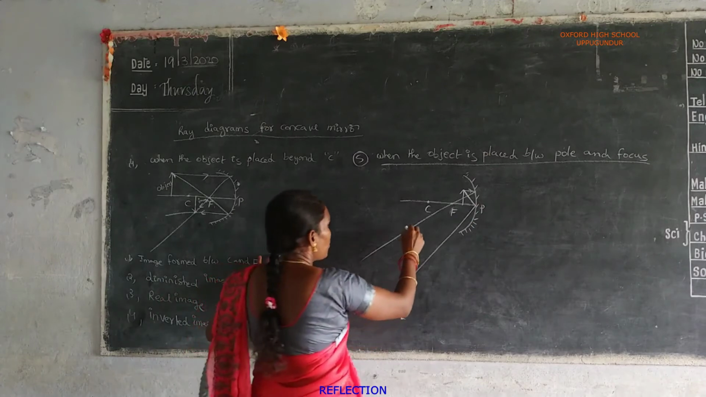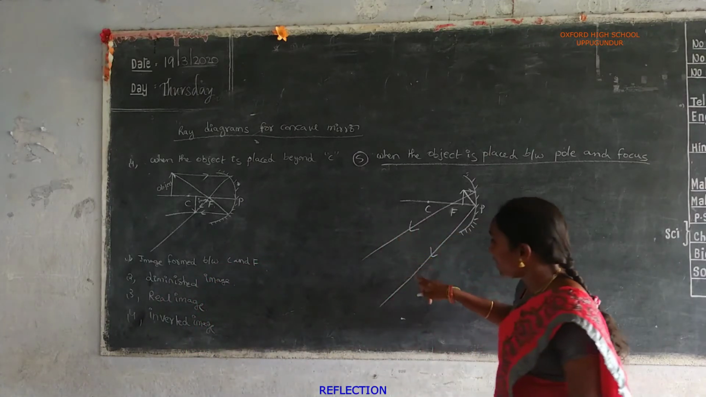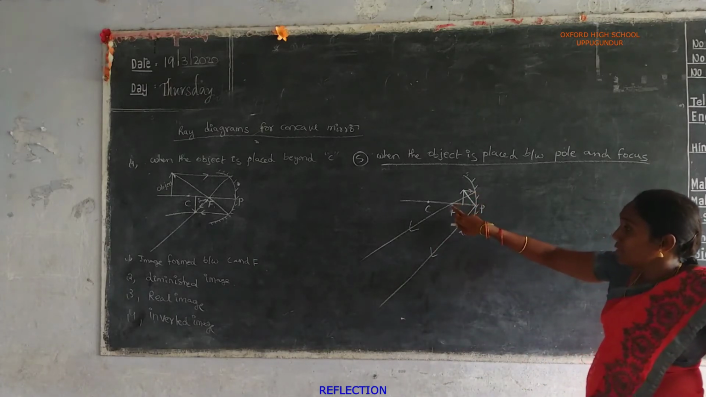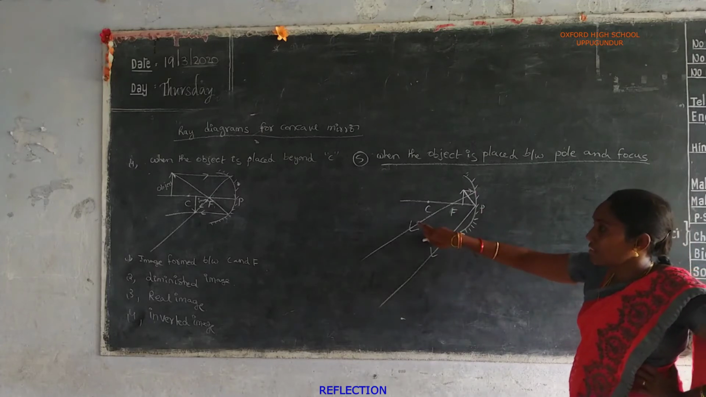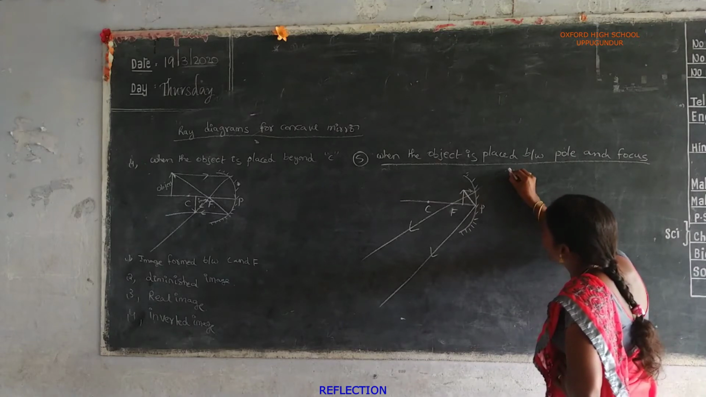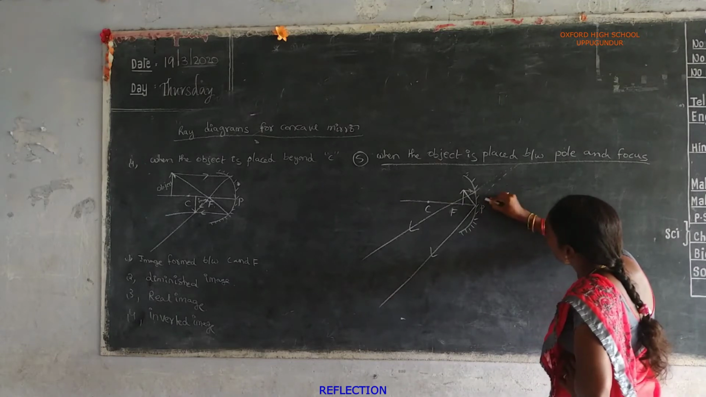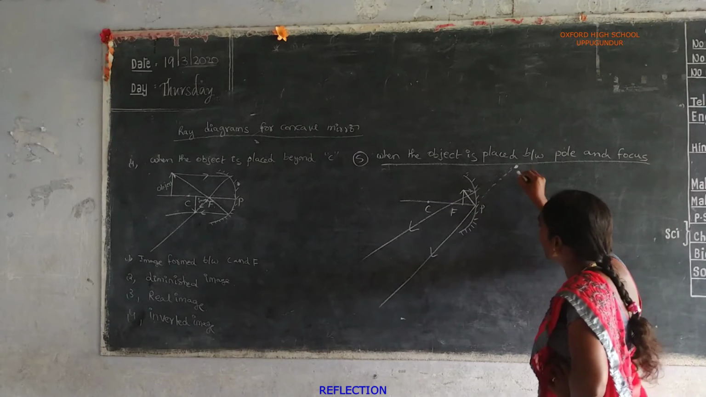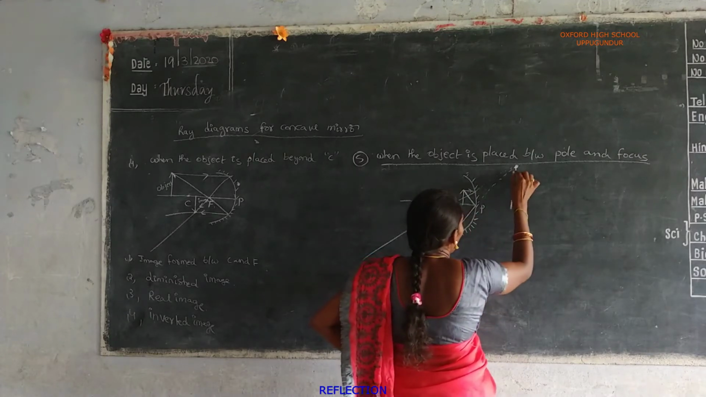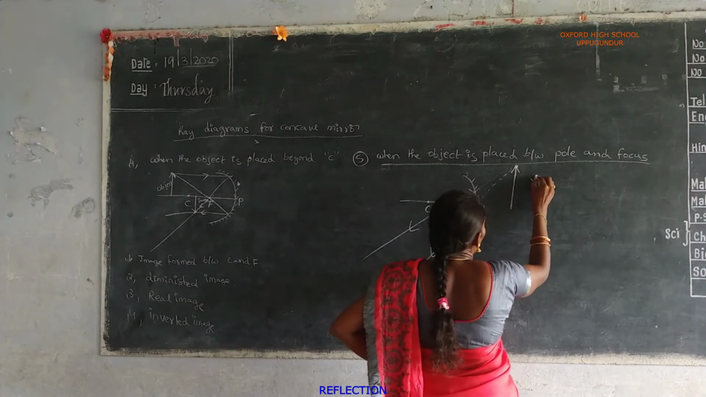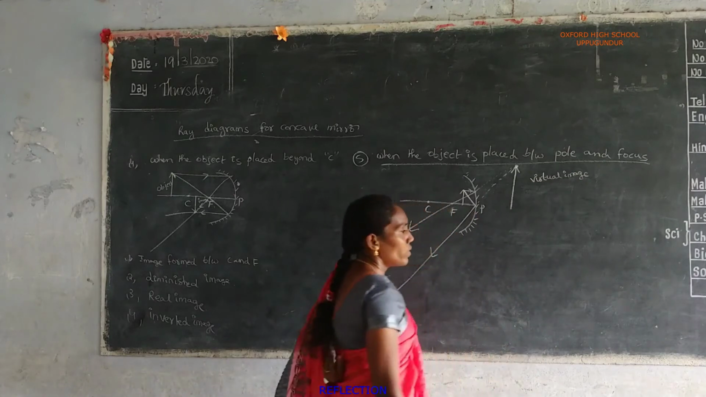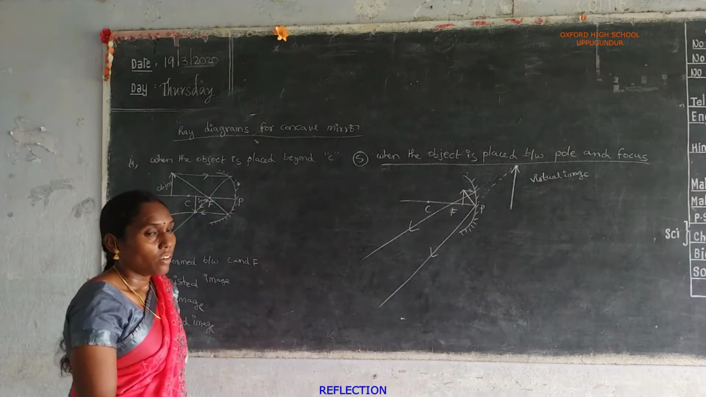These two rays are reflected rays, not parallel rays. When the object is placed between focus and pole, the reflected rays are like this. These two reflected rays are extended like this. These extended rays meet at a point. That point gives the image. That image is called a virtual image.